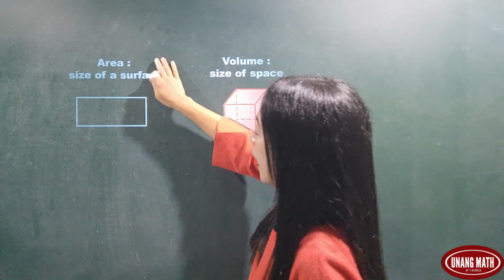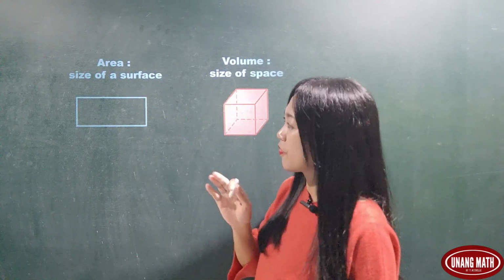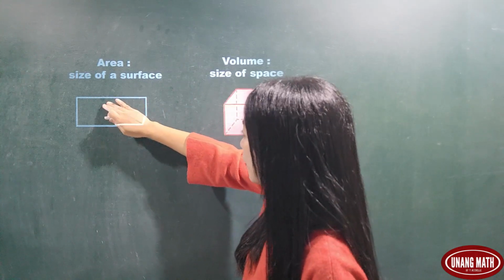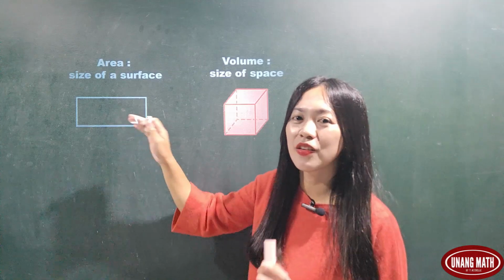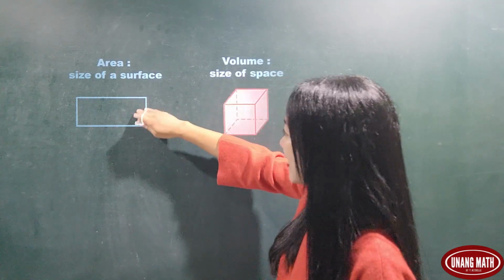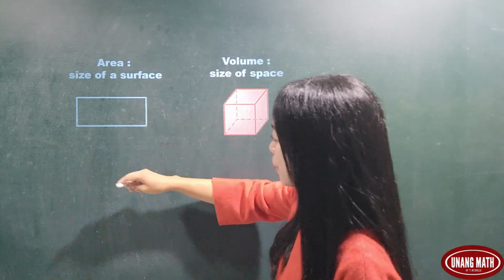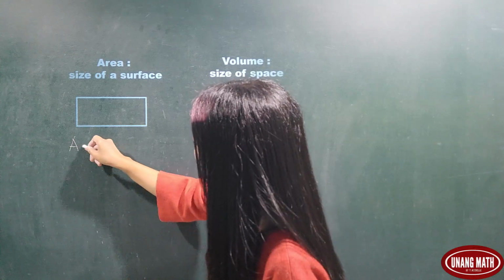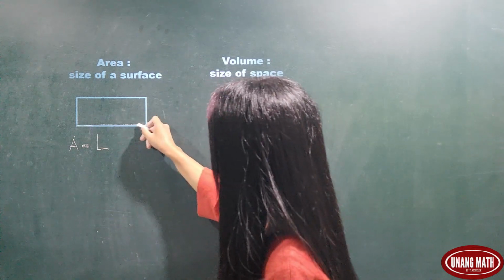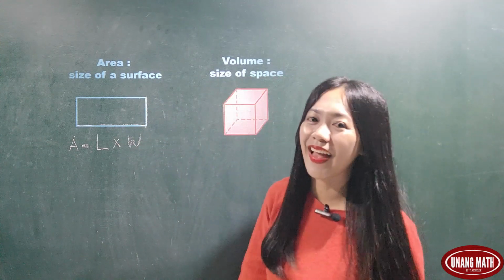When we say area, this refers to the size of a surface. Let's say, for example, this rectangle. If we will find the area of this rectangle, then that means we will find the size of this rectangle's surface. And to find the size of this rectangle surface, our formula is area of a rectangle that's equal to length of the rectangle times the width of the rectangle.